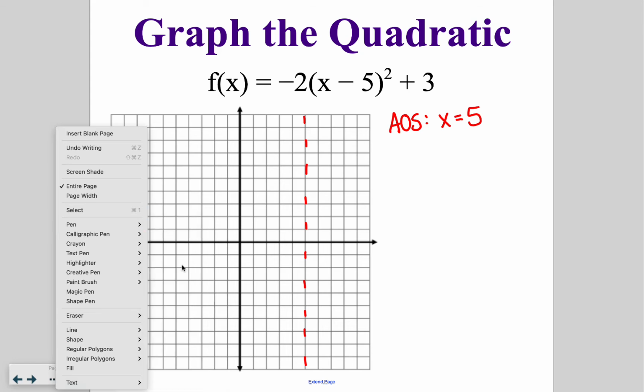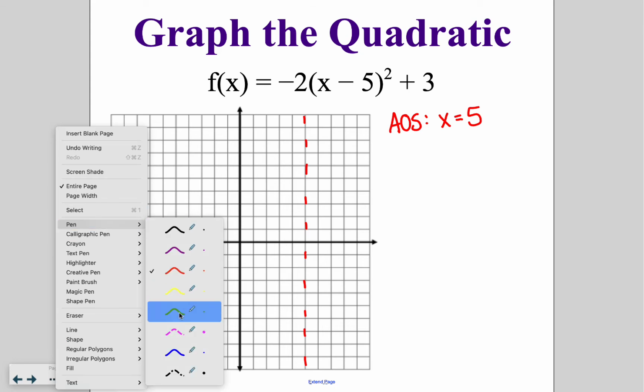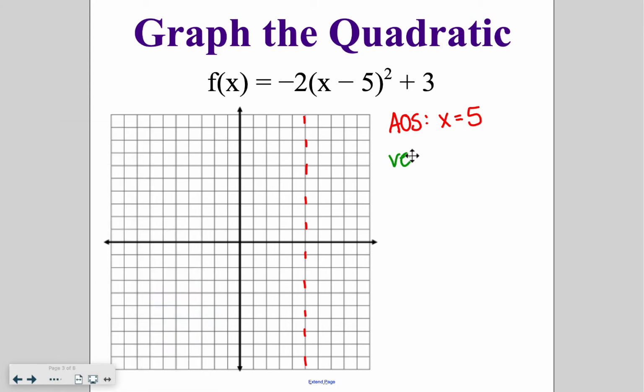The next piece that we need to pull out is our vertex. Remember from our last lesson that our vertex is going to be our h value, comma, our k value. So in this case, our h value is the same as our x value, so we have a 5, and then our k value in this case is a positive 3. So for my vertex, I go over 5 and up 1, 2, 3.